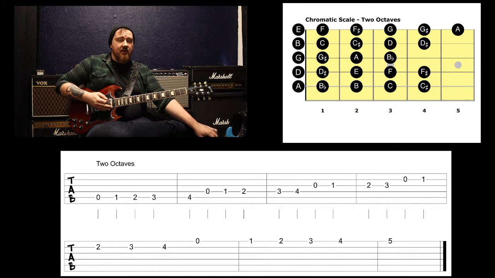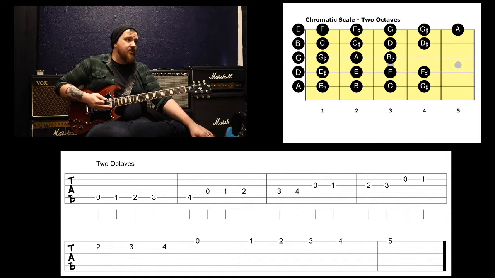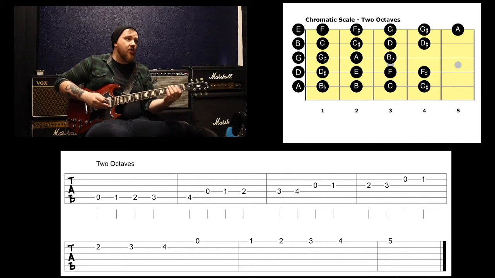I'll play a scale over 2 octaves and try to finish on the same note that I started on. So for example, this exercise starts on A and finishes on A. So you've got 0, 1, 2, 3, 4 on the A, D. Now you'll notice on the G you only play 0, 1, 2, 3.